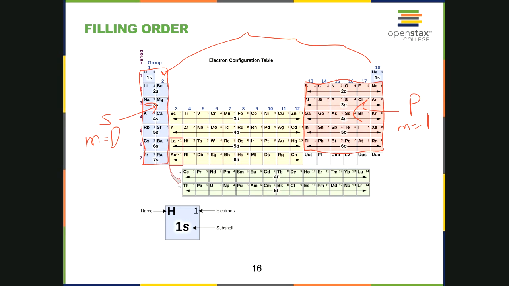Then we've got this block in the middle. I'll draw a rectangle around it. This down here is the D block. So M equals 2. And then this weird strip that we always have just sort of left over, that's going to be the F block, or M equals 3.